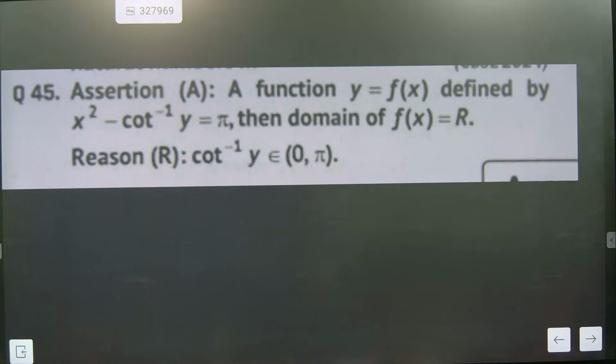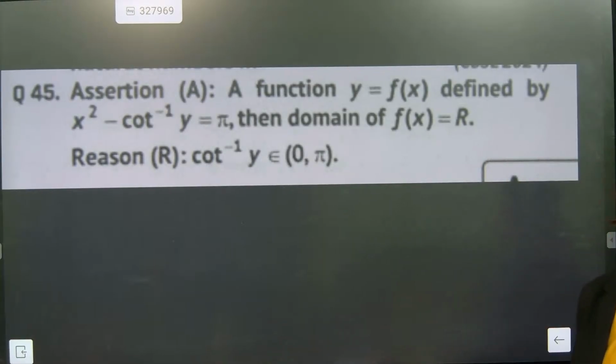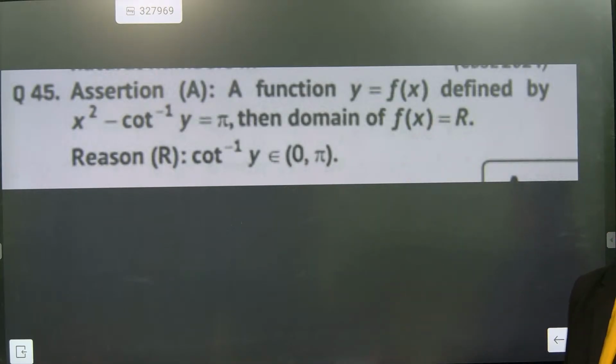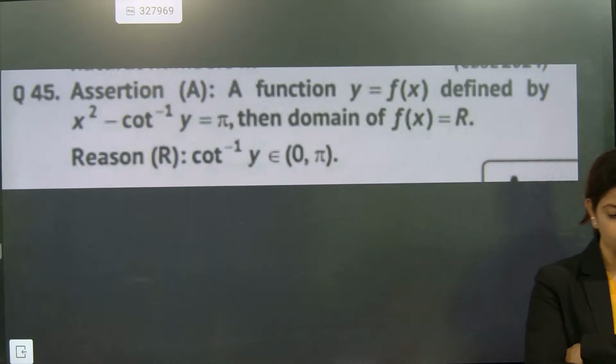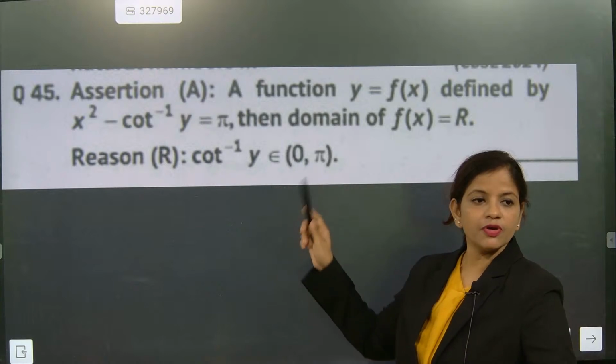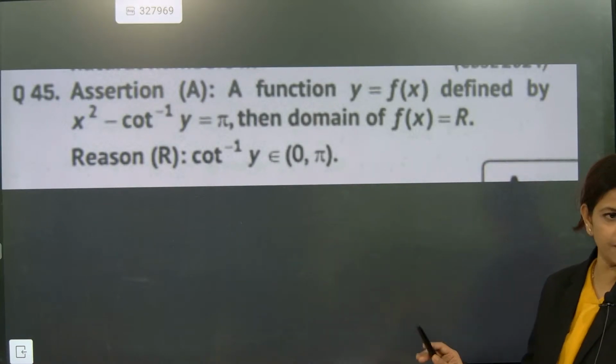Check this one out. Cot inverse y is in 0 to pi. That's a true statement. Reason is true. Check the assertion only. This is not explaining the assertion 100%. It's an independent entity. The reason is 100% true because cot inverse is defined for the open interval 0 to pi.